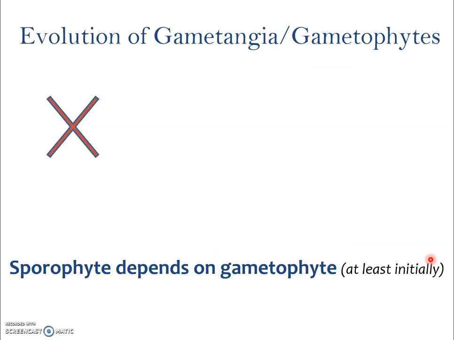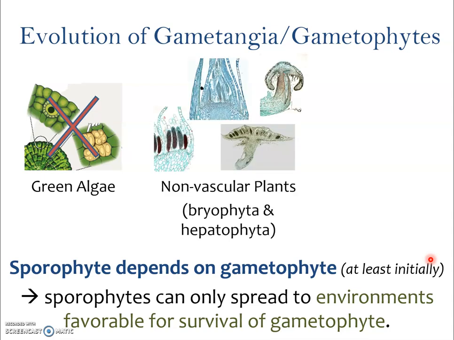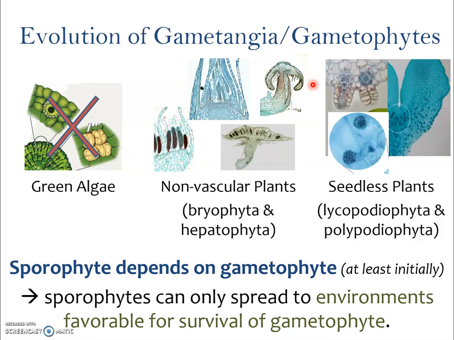Let's think about the gametangia. Oh, I'm out of order here. Okay. In the green algae, we didn't see any complex gametangia. In our non-vascular plants, we saw antheridia and archegonia, in mosses and liverworts, respectively. You saw these, we talked about them in lecture, you saw them in lab. So, multicellular complex structures to hold on to and protect the gametes, the egg and sperm.